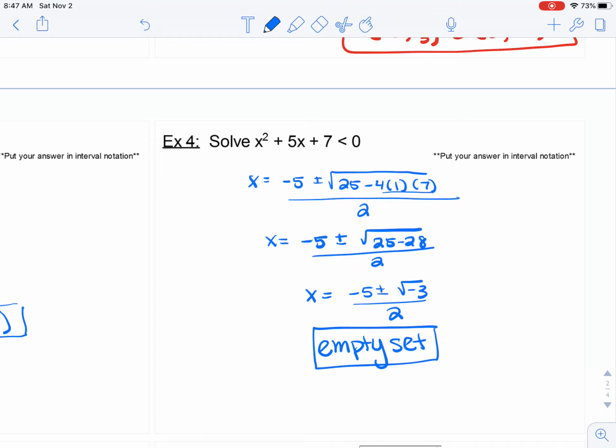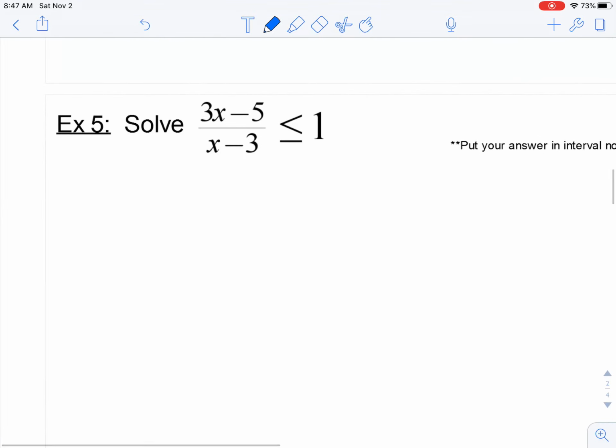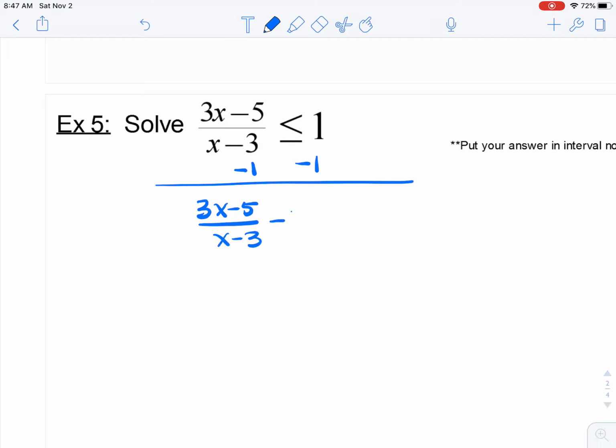All right, number 5 is a lot more interesting. It says solve (3x minus 5) divided by (x minus 3) is less than or equal to 1. Our step 1 is to always check and make sure 0 is on one side. So it's not, so I'm going to have to move over this minus 1. So now on the right hand side I have 0. Well, I have a fraction, so I'm going to have to get a common denominator here. So I'm going to multiply this minus 1, the numerator and denominator, by x minus 3.